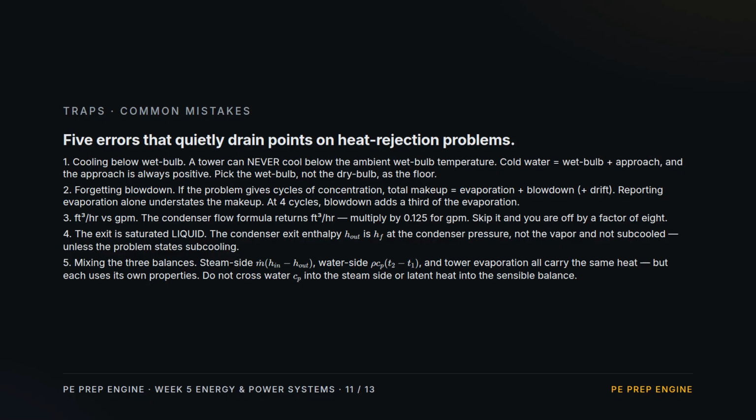2. Forgetting blowdown. If you're given cycles of concentration, total makeup is evaporation plus blowdown plus drift. 3. Cubic feet per hour versus GPM. Multiply the condenser flow by 0.125, or be off by 8. 4. The condenser exit enthalpy is saturated liquid at the condenser pressure, not vapor and not subcooled unless stated. 5. Keep the 3 balances separate. Steam side, water side, and tower evaporation all carry the same heat, but each uses its own properties.